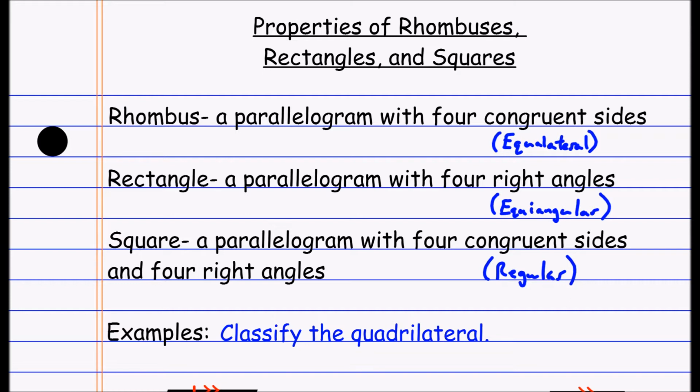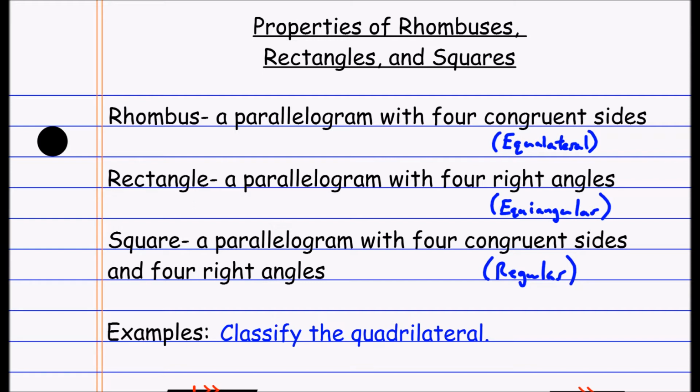So when you think about a parallelogram, it's a quadrilateral. It's a special kind of quadrilateral where both pairs of opposite sides are parallel. And then a rhombus is that same thing, but with all the sides congruent. A rectangle is that same thing with all the angles congruent. And a square is that same thing with all of that stuff congruent. So all of the sides are congruent, all the angles are congruent.